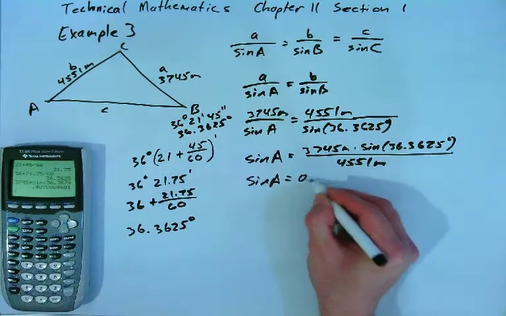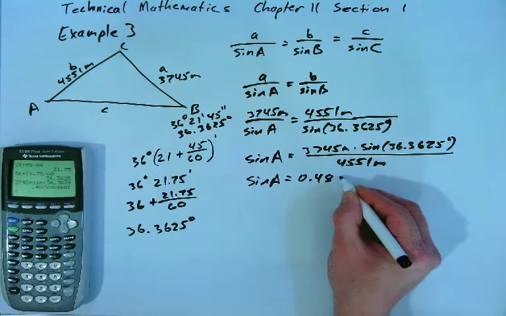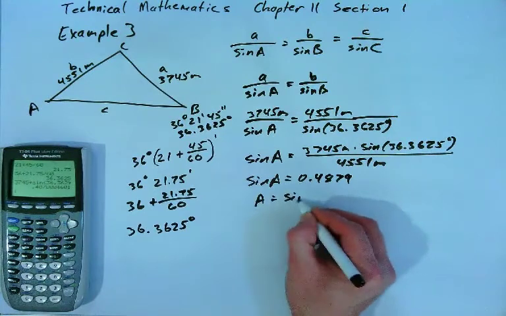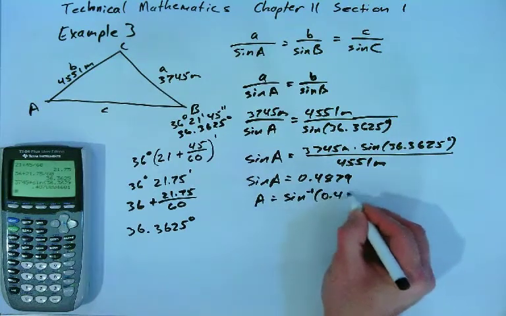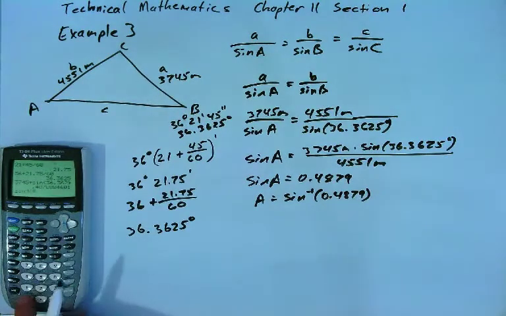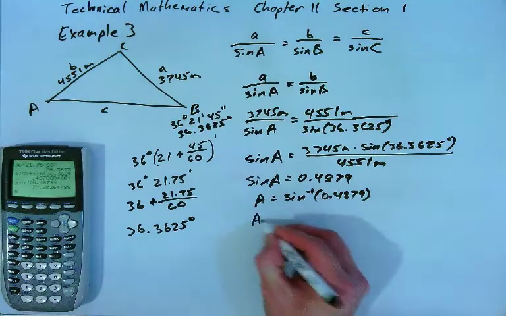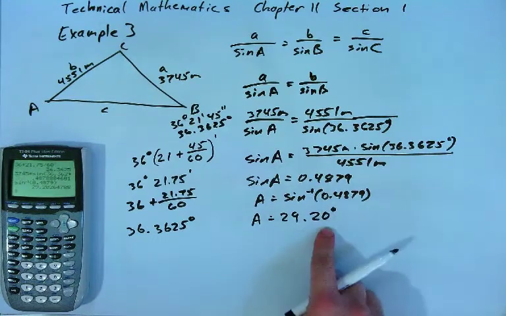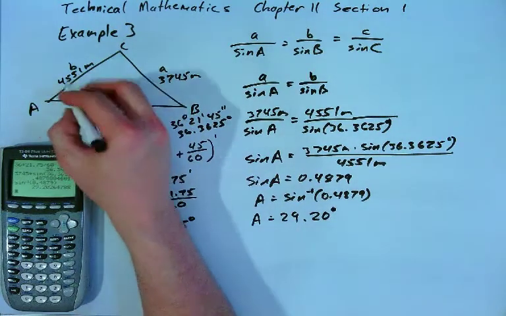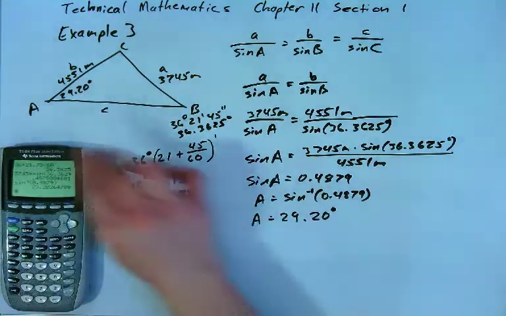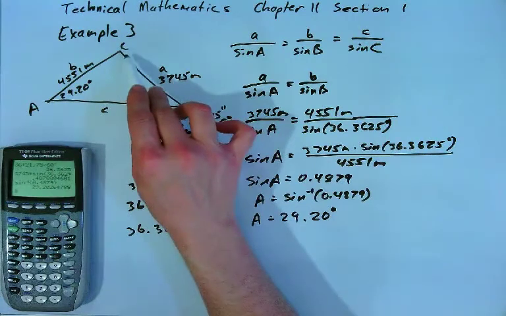And we have the sine of A is equal to 0.4879. Now we'll take the inverse sine of both sides. A will be the inverse sine of 0.4879. Type that into our calculator. Inverse sine of 0.4879 is 29.20 degrees. Angle A must be 29.20 degrees.